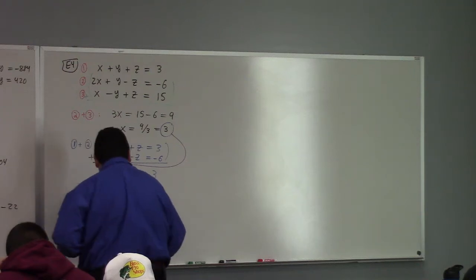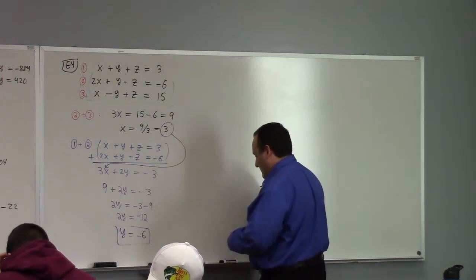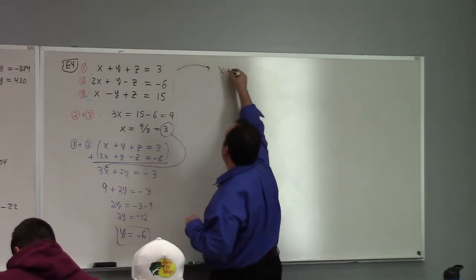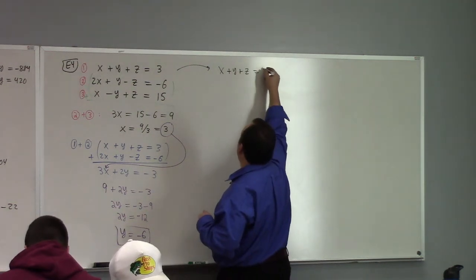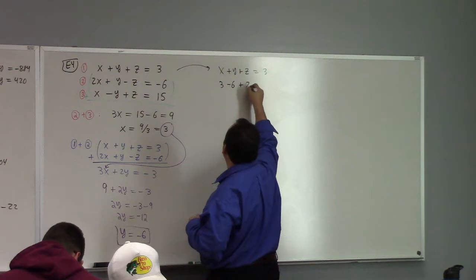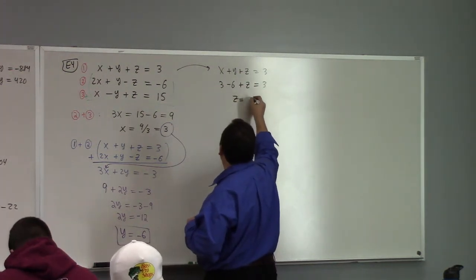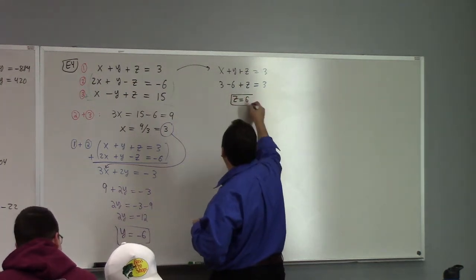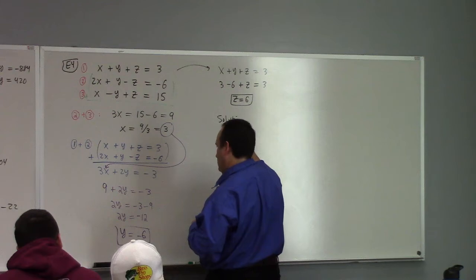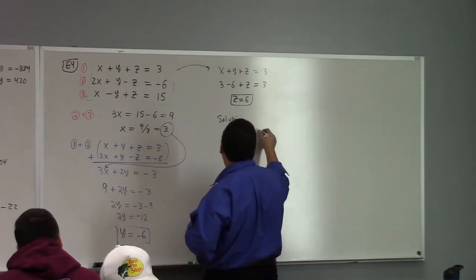There we go. And then how do I find z? Well, you've got choices, right? So we have x plus y plus z equals 3, but x was 3 and y was minus 6. So the 3's cancel, and we get z equals 6. So the solution is 3, negative 6, 6. There you go.